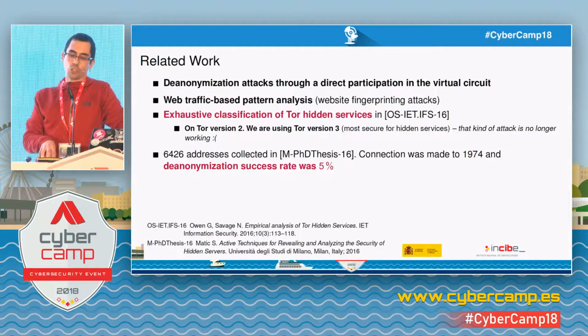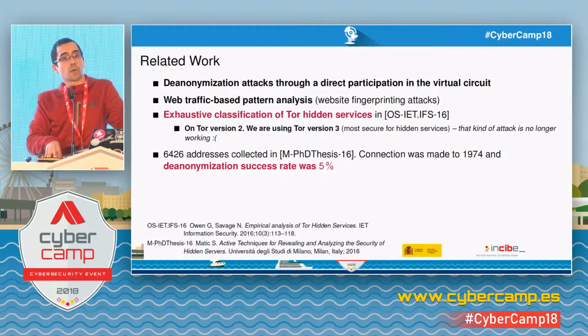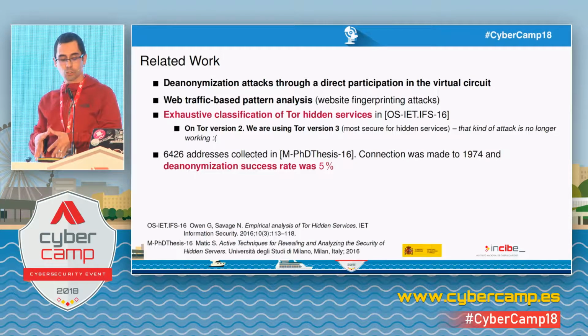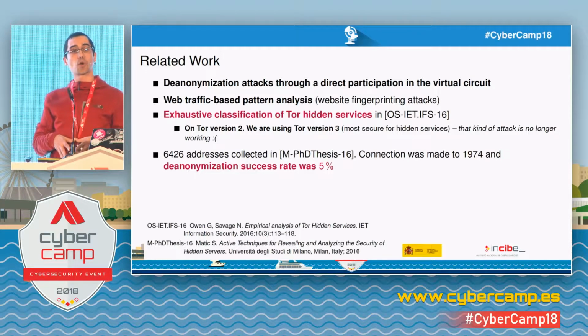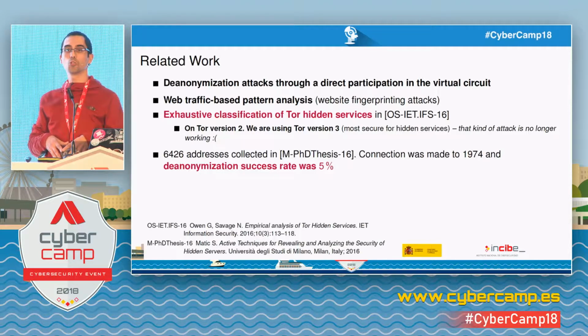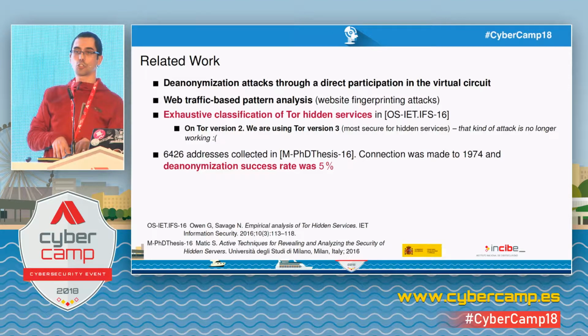This is an article from 2016 where a comprehensive classification of hidden services in the Tor network is being offered. This article was published in 2016. However, data were gathered in 2014. At that time, Tor 2 version was on. With Tor 2 version, analyzing hidden services was much simpler. Developers realized that, and then they launched Tor 3 version.